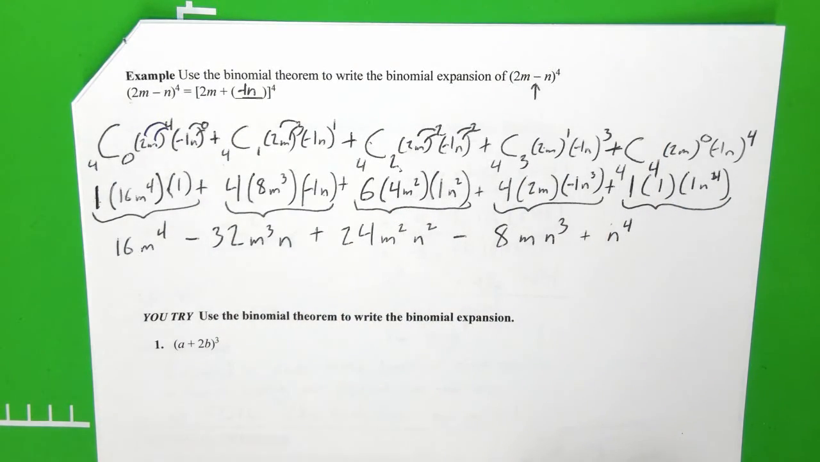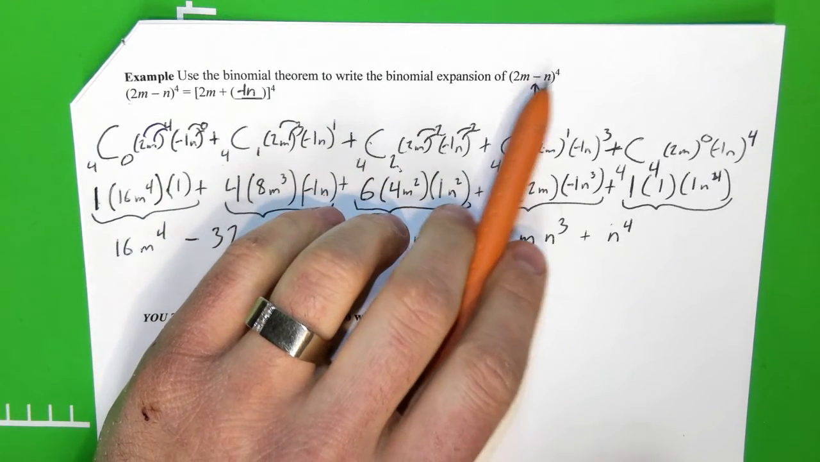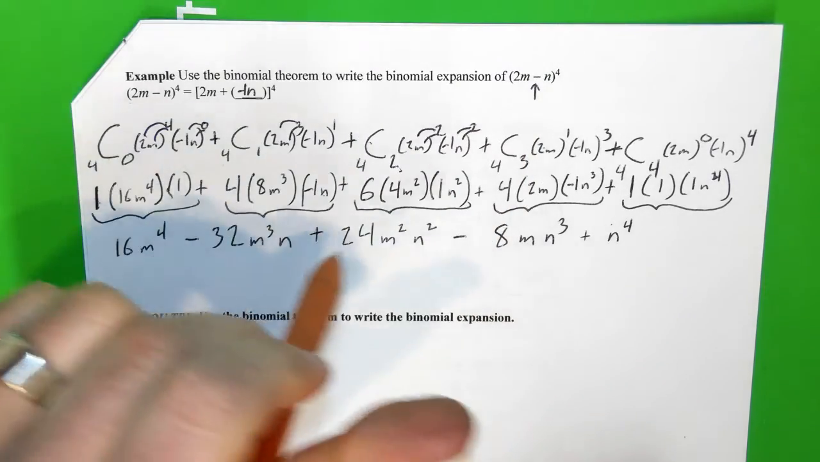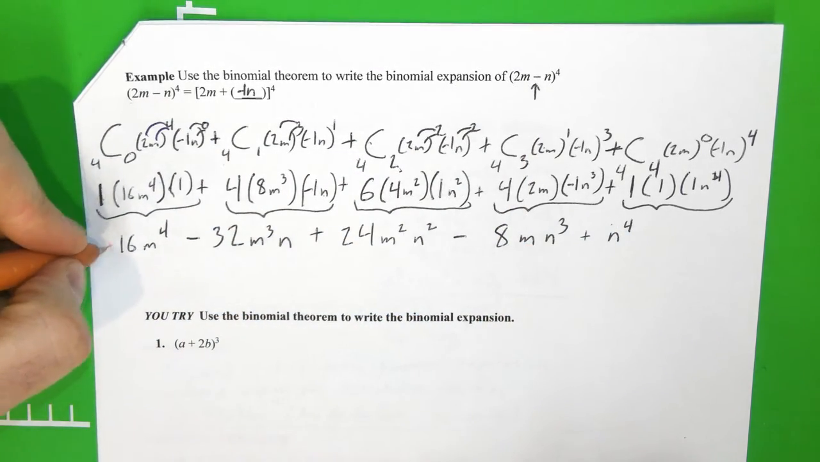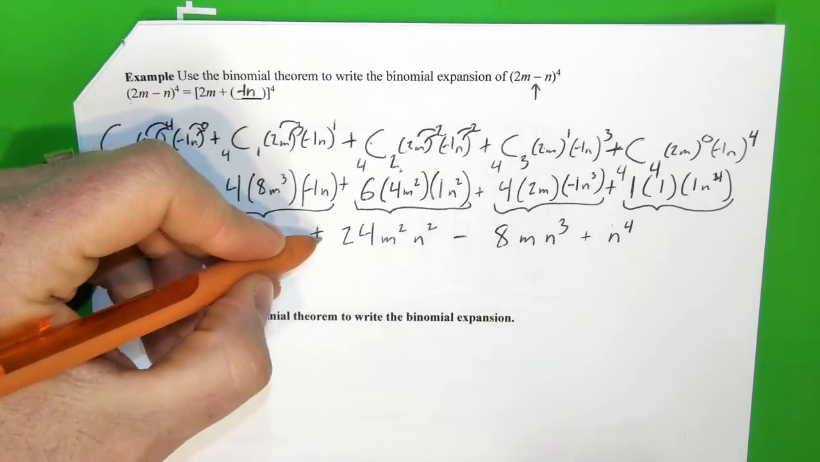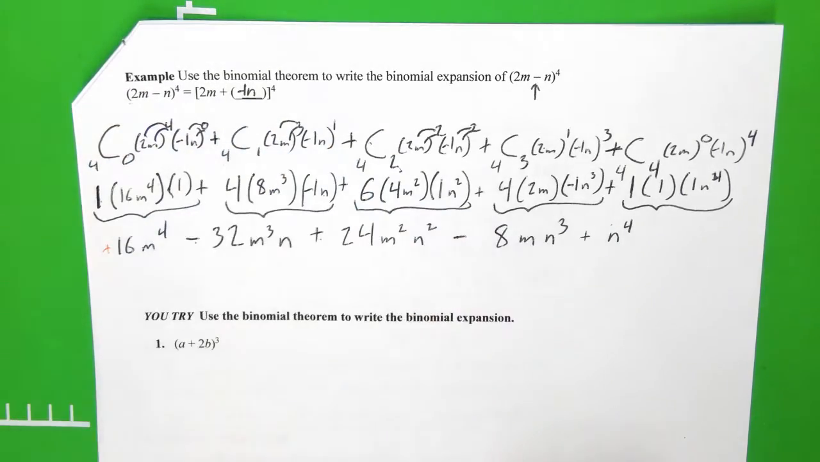Okay, let me point out a couple of pro tips for you. So now let's talk about what actually ended up happening with the signs. We started off with a negative in our original problem right here, and if you look at your bottom row, what you're going to notice is that there's a pattern for your signs. Our first one is positive, and then negative, and then positive, and then negative, and then positive again.